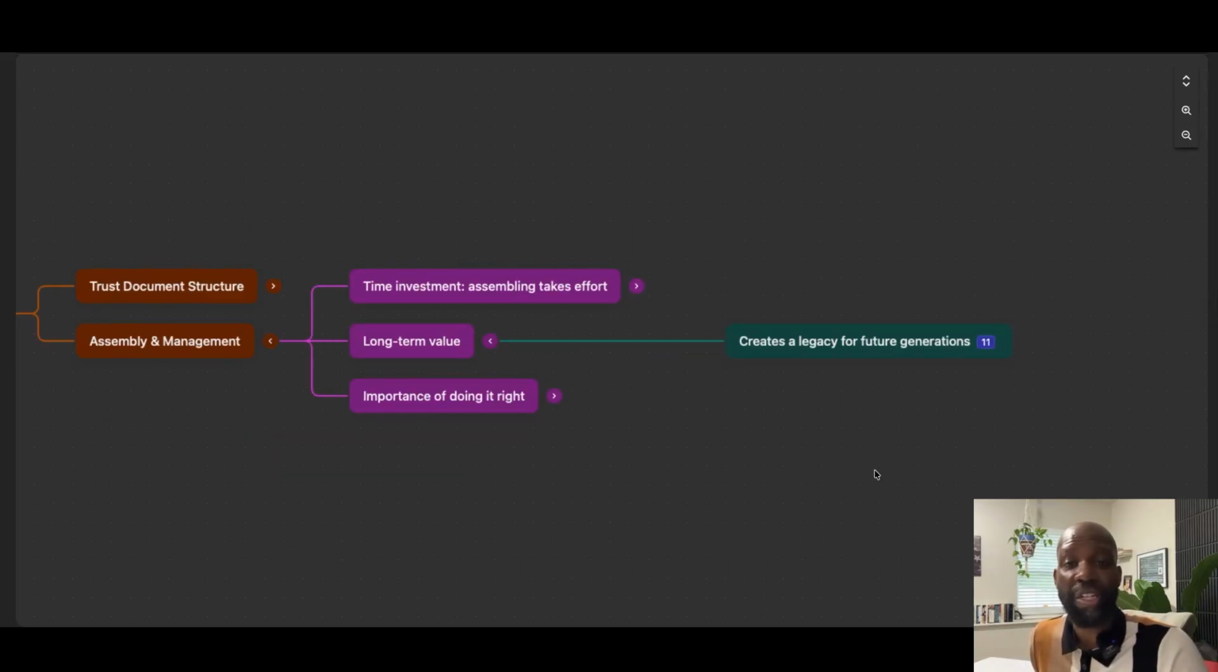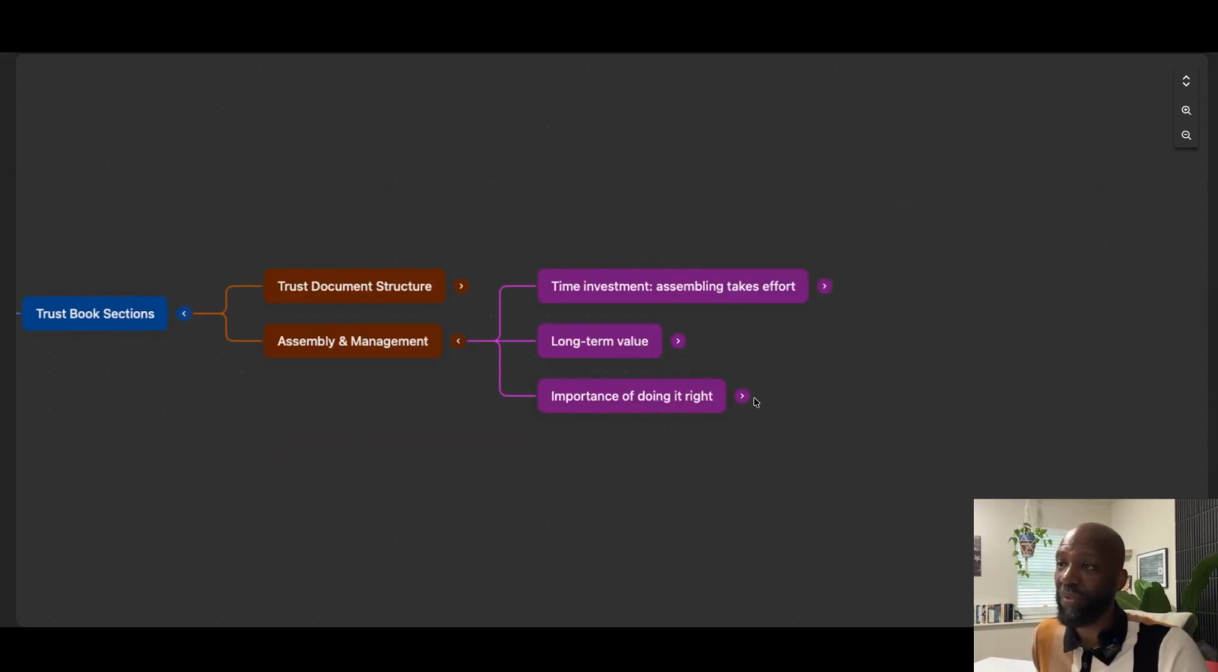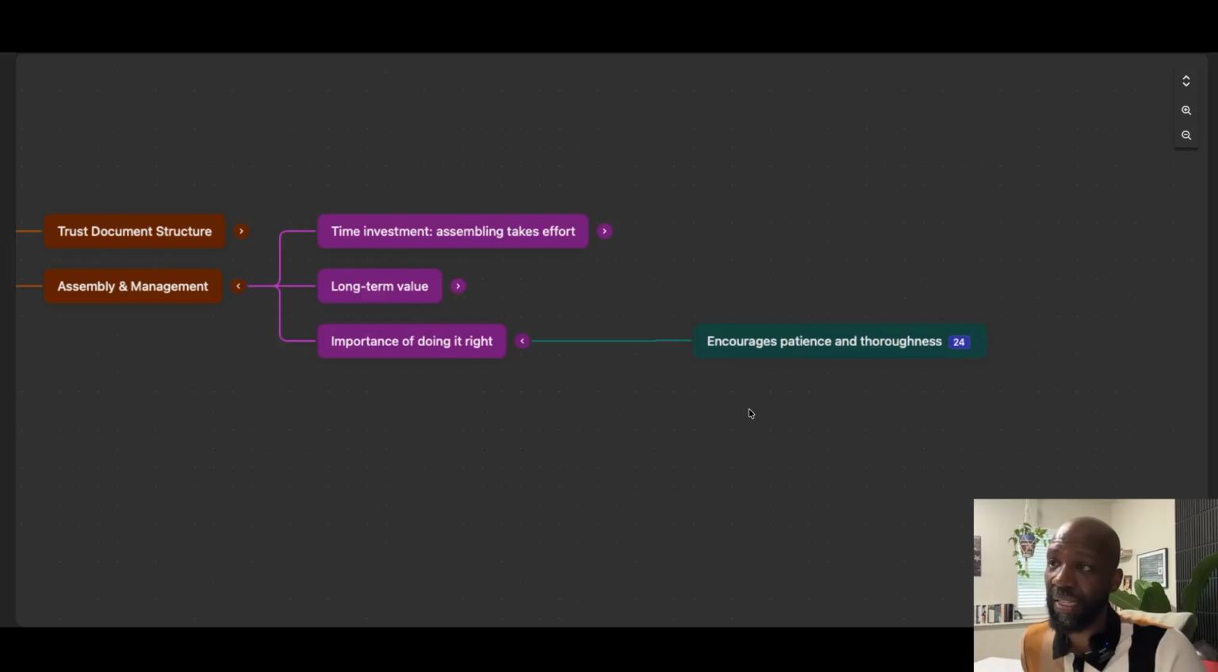Creates a legacy for future generations. That's a fact. Importance of doing it right. Encourages patience and thoroughness. Got to do it right. Got to take your time. It's not a rush. Okay? You got it. You're going to have this thing for a long time, at least 2 generations, right? If you set it up that way, it can't operate for eternity.